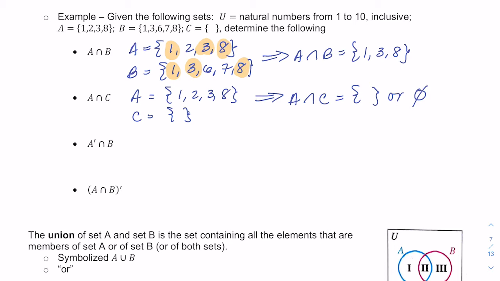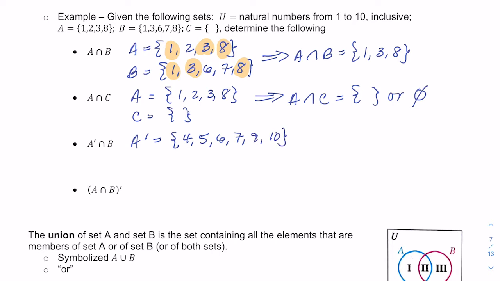The next example says A prime, so A complement and B. So not A and B. Okay, so A I've written out a couple times. So what would not A be? It would be all the numbers in the universal set that are not A. So A is 1, 2, 3, and 8. So A complement would be all the numbers except that, up to 10. So 4, 5, 6, 7, 9, and 10.